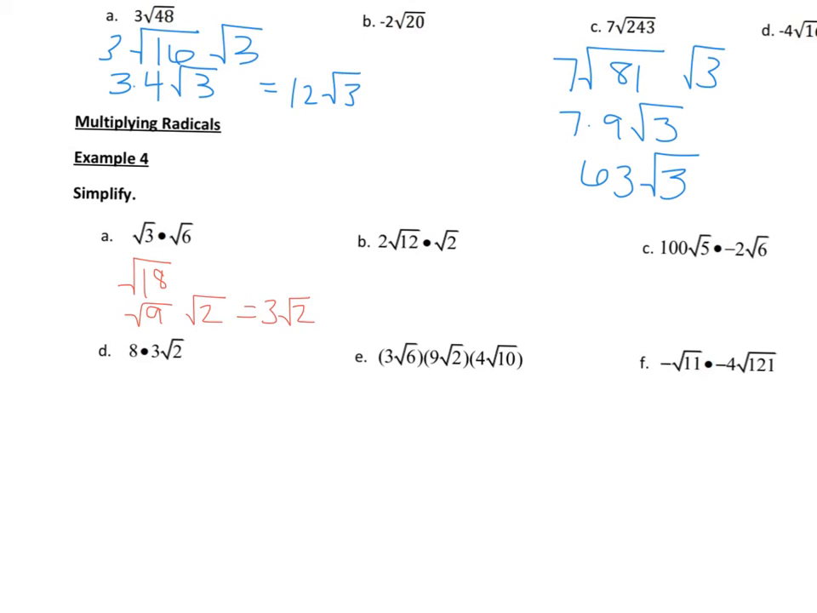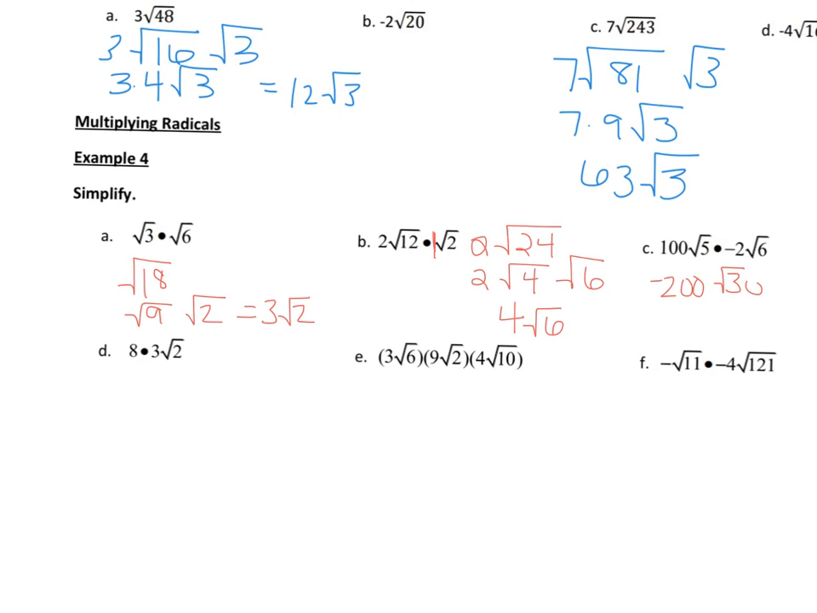Same thing on B. This has like a coefficient of 1 in front of it. 2 times 1 is 2. And then inside we do 12 times 2, which is 24. 24 is divisible by 4, so 4 times 6. Square root of 4 is 2, times 2 is 4. Same thing on C. 100 times negative 2 is negative 200. 5 times 6 is 30. 30 is not divisible by any perfect square, so that's as far as I can take it.